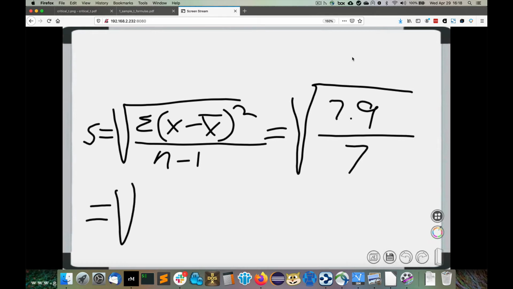So if you do 7.9 divided by 7, you should get 1.13 rounded off. And then you take the square root of 1.13.